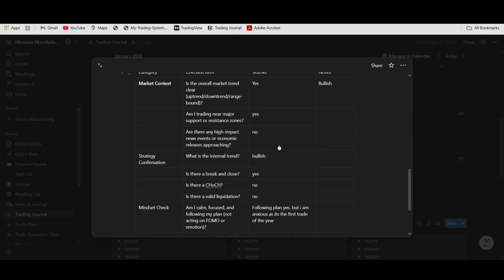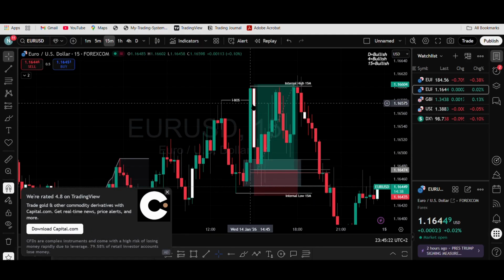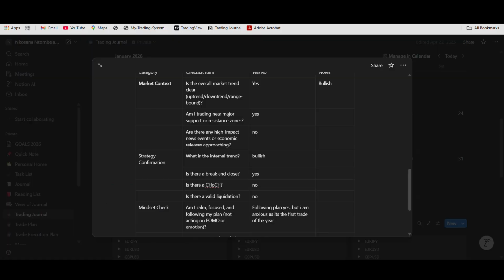There was no high impact news to be aware of, and then internal trend was bullish, making it pro swing, pro internal. And then is there break and close? Yes, very important, right? This IBOS is a break and close, very important. And then is the chalk before the POI? No, which means we don't have to switch to the M5 entry model, and then we don't need a liquidation as well for this entry model.